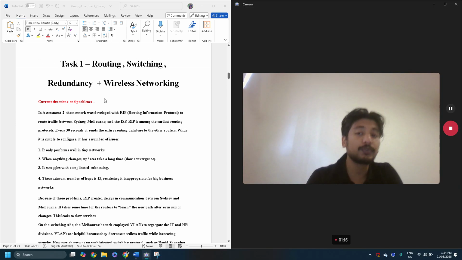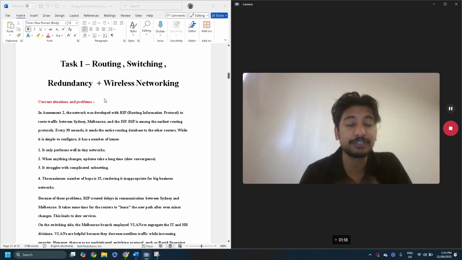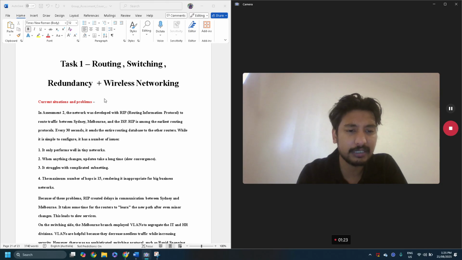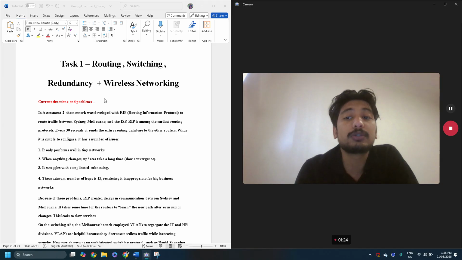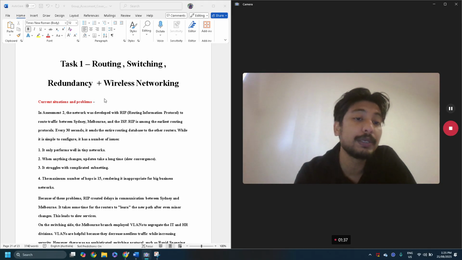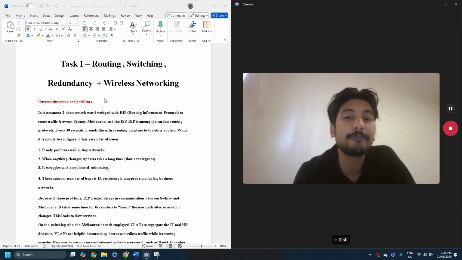Moving to task 1, because of limited time, I have to finish within about 10 minutes. On task 1, I have done the routing, switching, redundancy and wireless networking. I identified the current problems, suggested some solutions, and gave recommendations as well.